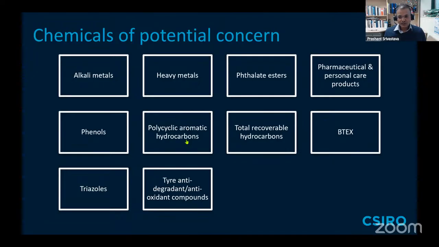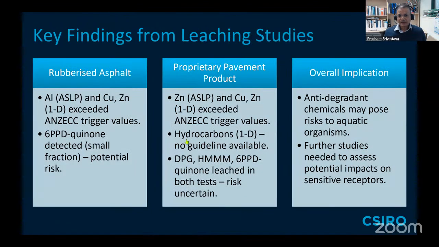So in short, this slide gives you a sense of just how many different chemicals might leach out of recycled tire and why it is important to study them closely. So let's now turn to what our leaching studies revealed about the potential environmental risks of these products made from recycled tire rubber.